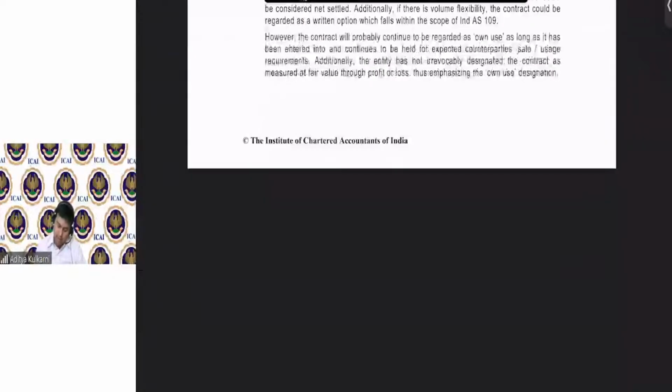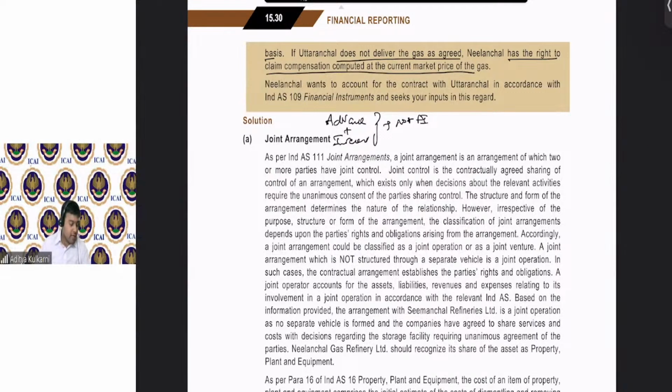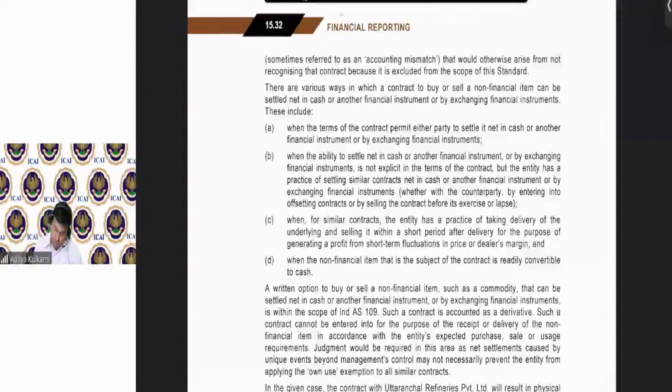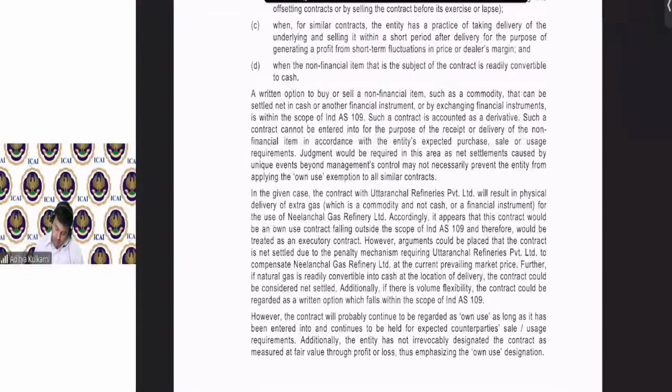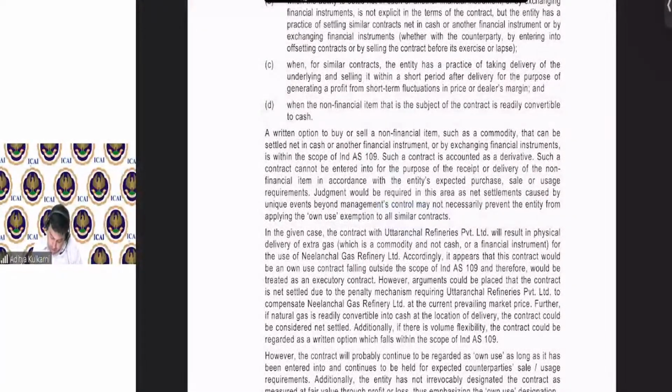Are we clear with this? Does anybody have any doubts? No doubts? Okay. These are executory contracts because Uttaranchal is yet to supply. Termination penalty or price adjustment, this is what is happening in cash. Only this could be financial instruments. Okay, are we clear with this?